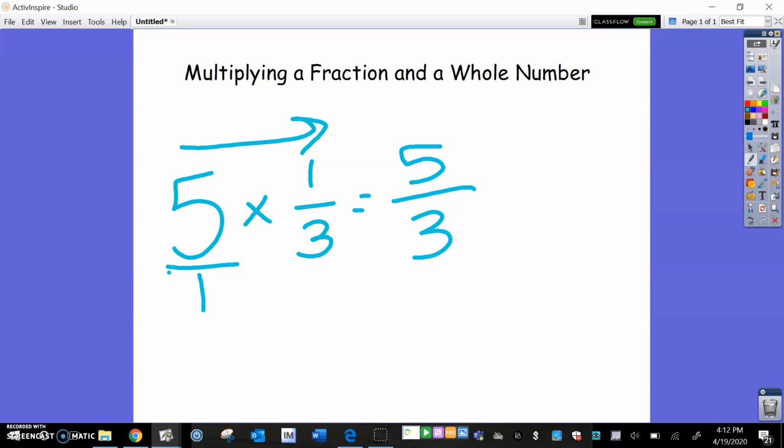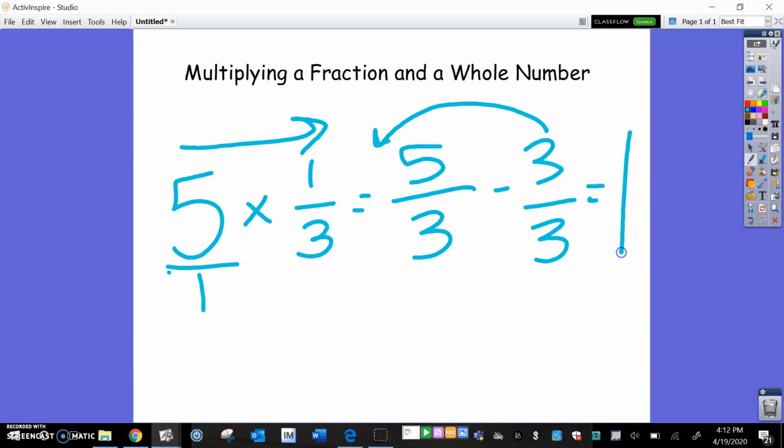So I can do my subtraction because the numbers aren't very far apart from each other. So when I do 5 minus 3, I have my whole number of 1, and 5 minus 3 is 2, and then I have my denominator of 3. So my answer is 1 2/3.